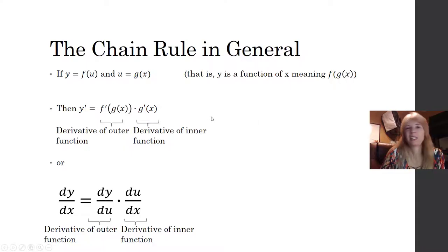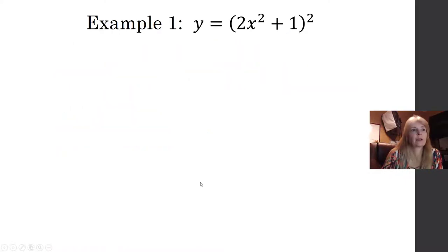All right, and so just in other notations, that's what this is saying here. If I have two functions, and I want my f of g of x, my derivative of the inside would be g prime of x, and then my derivative of the outside would be f prime of g of x. And same thing down here, just showing in Leibniz notation, derivative of inside times derivative of outside.